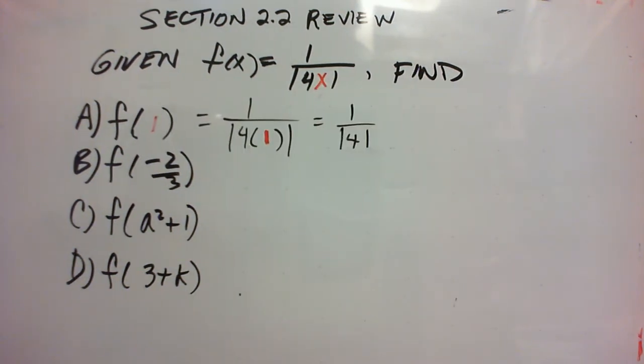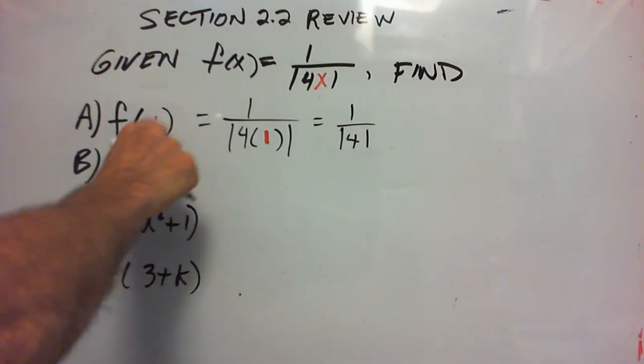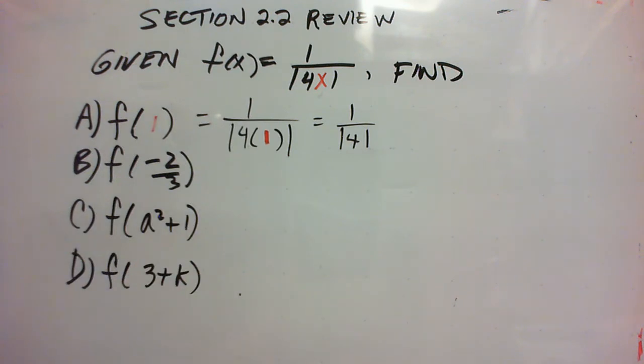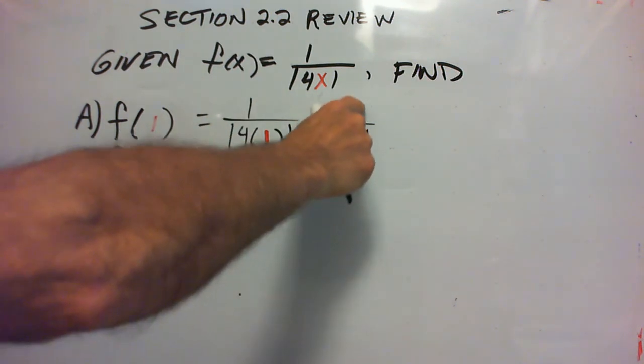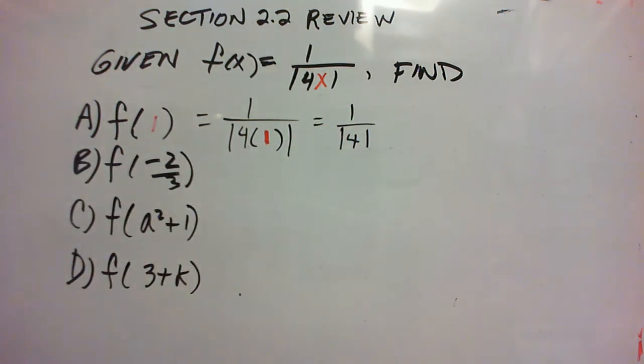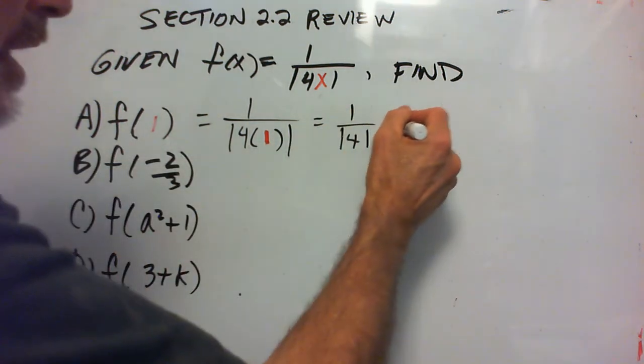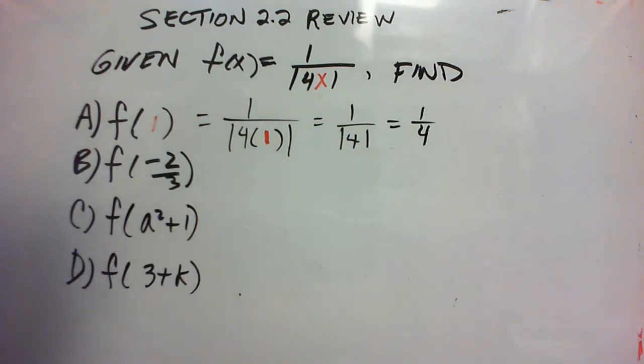So for our first problem, we plug in 1 for x, and we get 1 over absolute value 4 times 1, which is 1 over absolute value of 4. Well, we don't need the absolute value. We can just write that as 1/4.